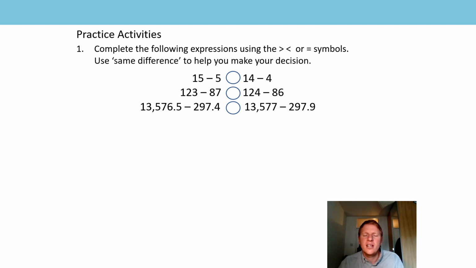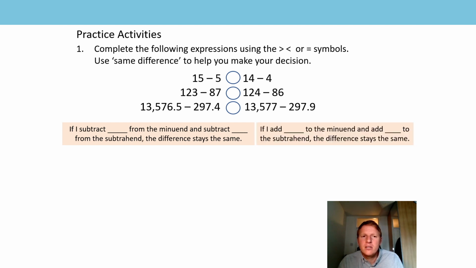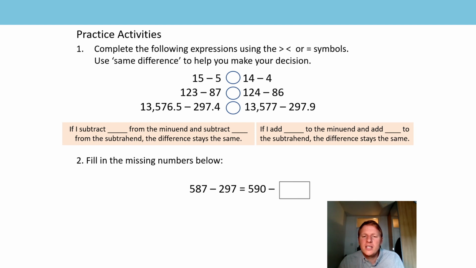Okay, so your practice activities. I've given you 3 expressions and I want you to use the greater than, less than or equal to symbols. I want you to use same difference to help you make your decision. Think about those stem sentences that we've used, our subtraction stem sentence and our addition stem sentence. Then I want you for the second question to fill in the missing numbers like we've done in this lesson. So 587 subtract 297 is equal to 590 subtract something. Remembering, like I said before, you're still using the same difference to help us.